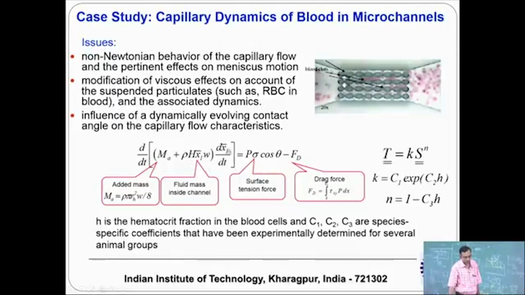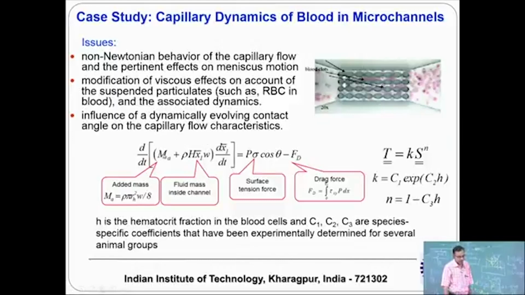This inertial effect is kept here with an understanding that this is a more general model than the Lucas-Washburn model. In the Lucas-Washburn model, the left hand side, that is d/dt of mv, is essentially Newton's second law. The left hand side is d/dt of mv, the rate of change of linear momentum, and the right hand side is force. In the Lucas-Washburn equation, this term is taken as 0. That is called the inertia free regime.